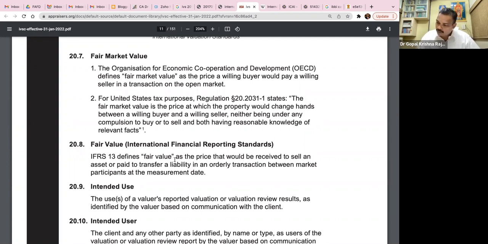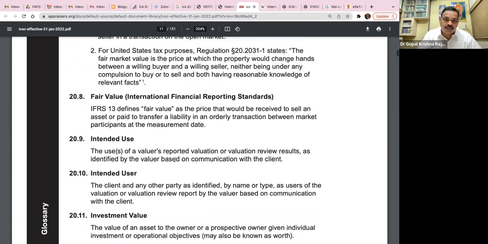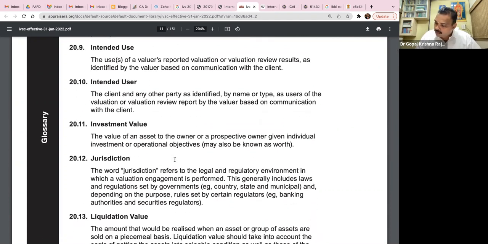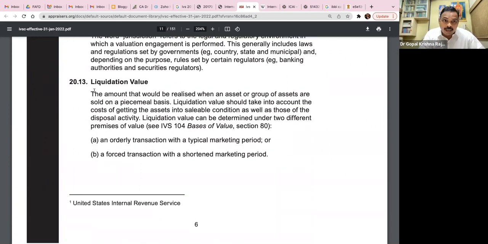Then 20.11, which is investment value. This investment value is also defined in 104. So for your information, in 104, the investment value is defined in para 60. So therefore, it is also a repeat only. So not new. Then liquidation value, 20.13.